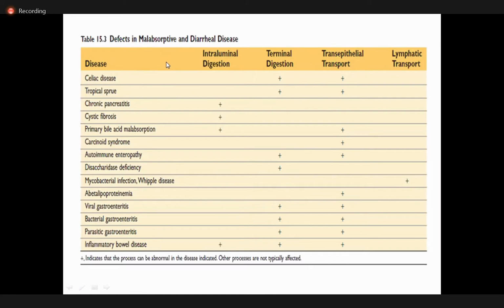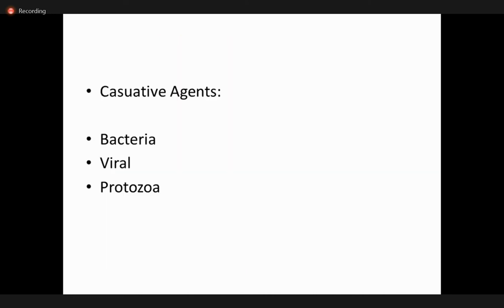Similarly, in celiac disease, there is a defect in terminal digestion. In tropical sprue, again, terminal digestion and transepithelial transport defect. In case of chronic pancreatitis, cystic fibrosis, and primary bile acid malabsorption, it occurs at the intraluminal level. And in autoimmune enteropathy and disaccharidase deficiency, it occurs at terminal digestion. So in this way, they have discussed the different diseases of malabsorptive diarrhea and the level at which the problem is occurring. I hope that everyone has understood. You can ask me at the end if there is anything you want to understand.